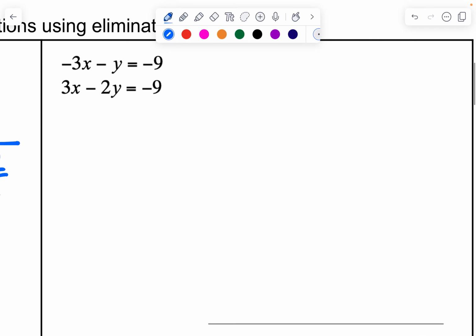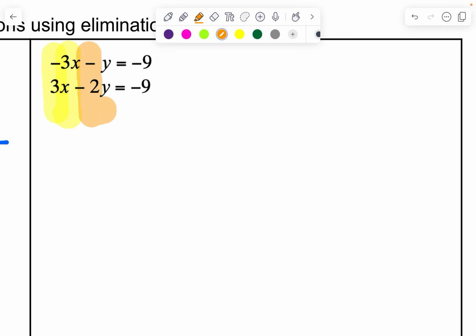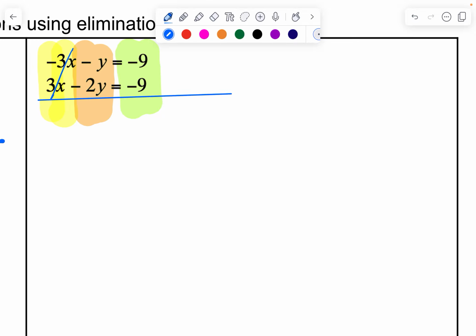Let's look at another one. Here I see I already have opposite numbers in front of my x's, which means I'm going to end up eliminating my x's. Then I have negative y and negative 2y, and then negative 9 and negative 9. So I can go ahead right away and just combine my like terms. Negative 3x plus 3x, those are going to go away. Negative y plus negative 2y is negative 3y. And negative 9 plus negative 9 is negative 18.